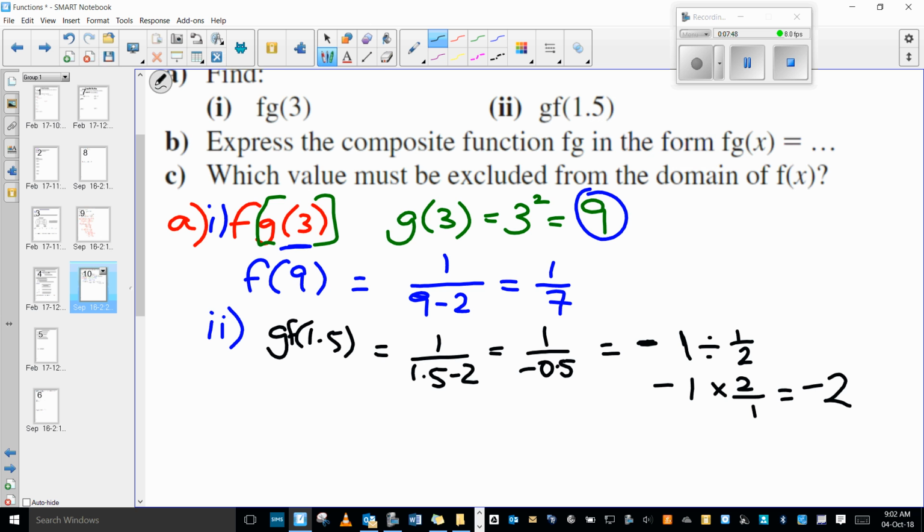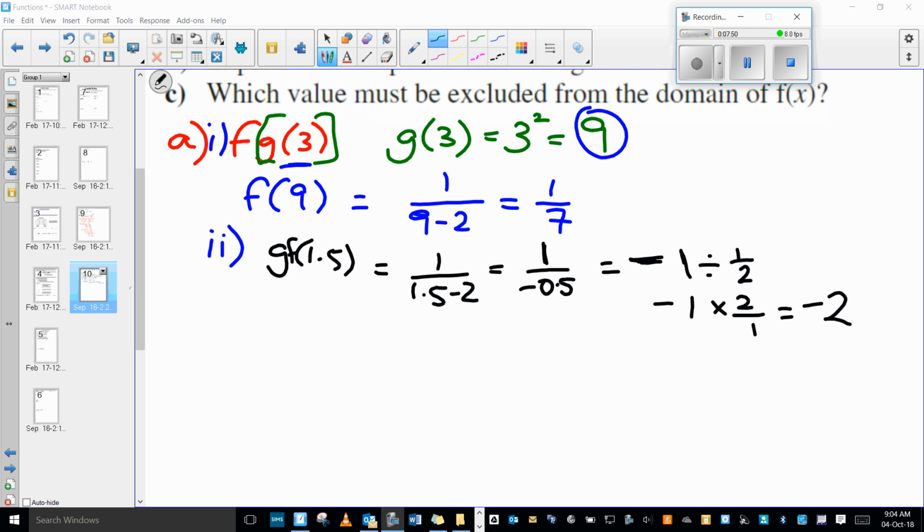Alright, so we've got negative 2, then we're going to stick that value into g, so we're going to now find g of negative 2. So it's going to be negative 2 squared, which is 4.